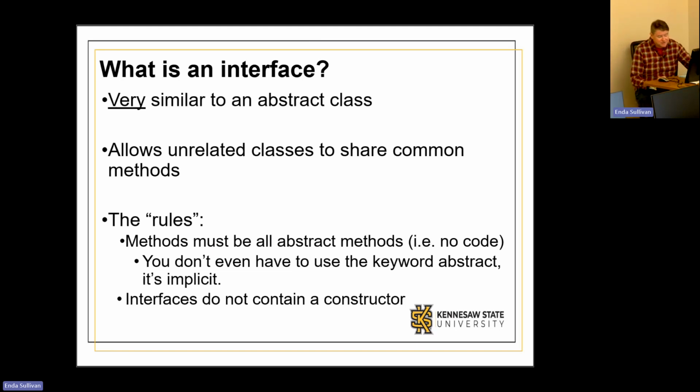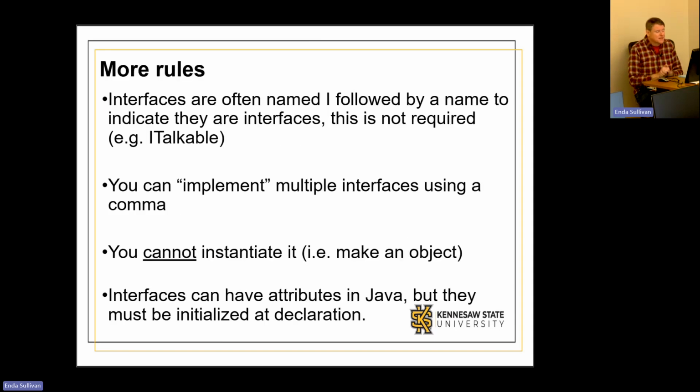So the rules of an interface: all methods must be abstract. As a matter of fact, this is so much of a rule that you don't even have to write the word abstract in there. It's implicit. The fact that you're writing something in an interface means that all the methods are abstract. Also, you're not allowed to have a constructor, and that's simply because it doesn't really make sense to implement a constructor because you're never going to instantiate interfaces. Doesn't really make any sense.